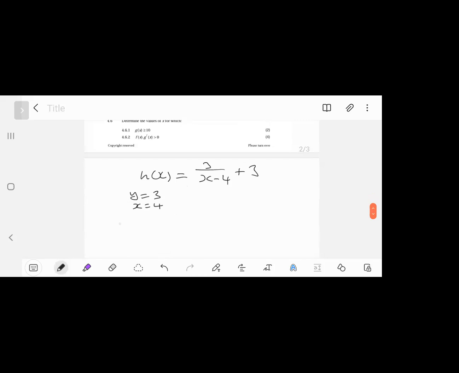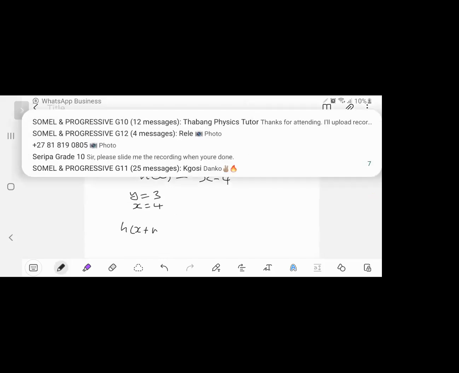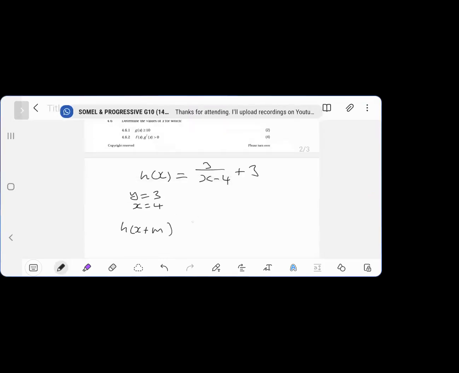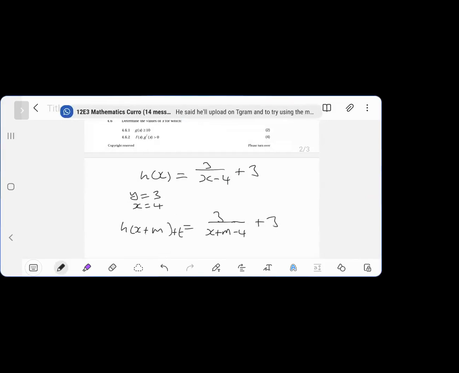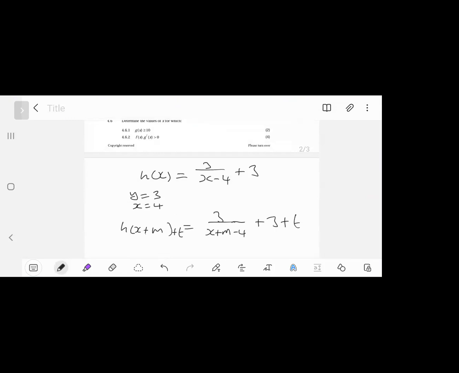So now, if h must be x plus m, that means that 3 over x, I'm going to put x plus m minus 4, right? Let's say this was plus t. So this is going to be plus 3 plus t.